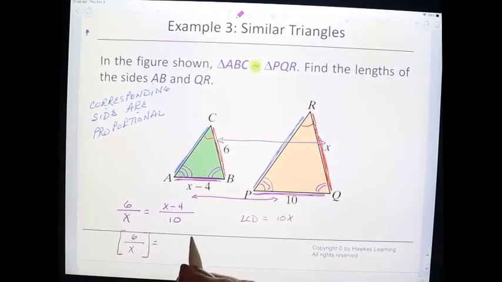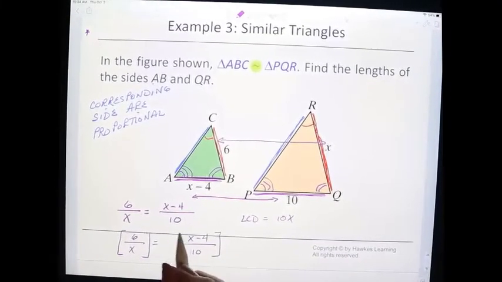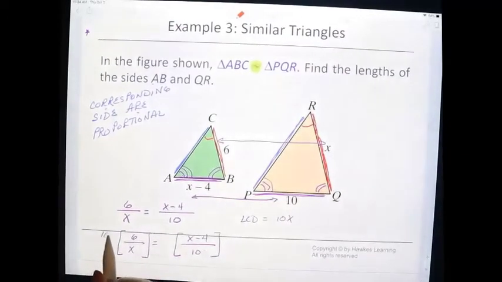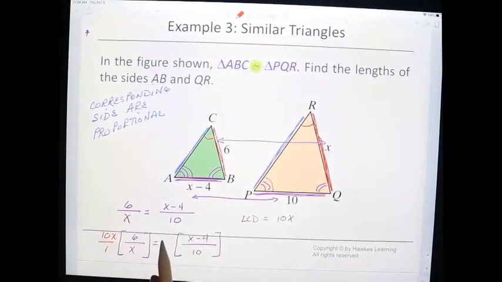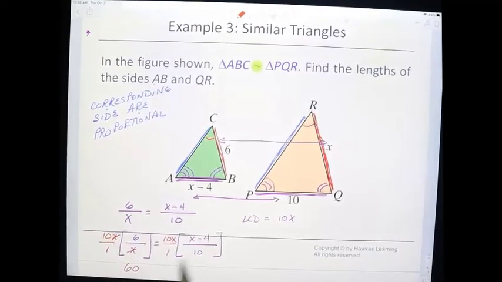Bracket everything. And insert, so we can clear out fractions, the multiplier of the LCD. So it looks like a 60 there.